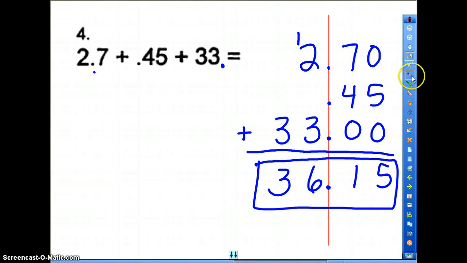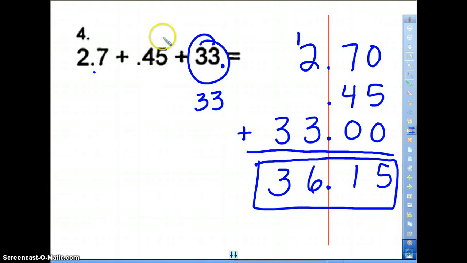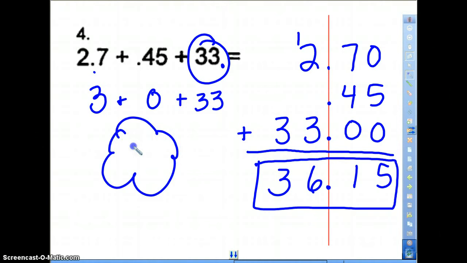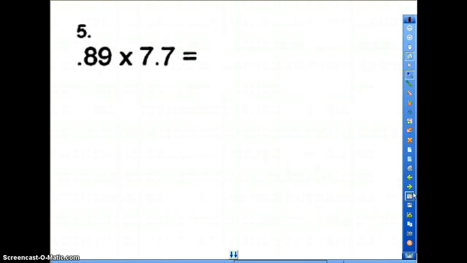Now, before we move on, is my answer reasonable? Okay, I've got 33 here. 0.45, well, that's a little under a half. If you were going to round it one way or another, you might call that 0. And 2.7 is real close to what? Yeah, that's real close to 3. And if you add those together, we get what for an answer? Is our answer reasonable? Yes, it is. Okay, moving on.